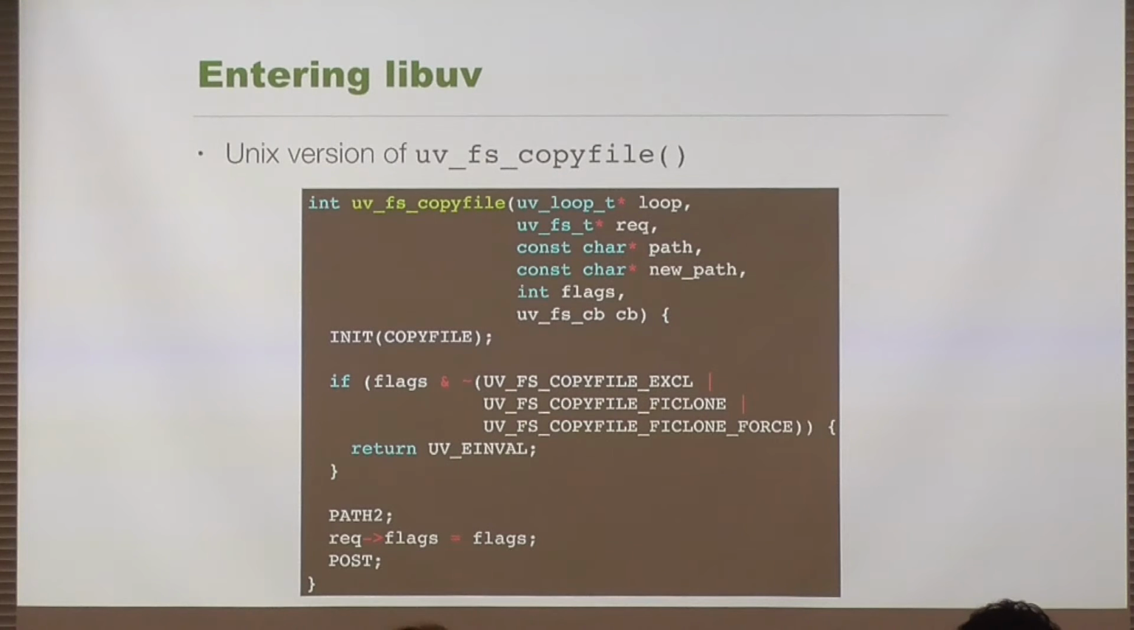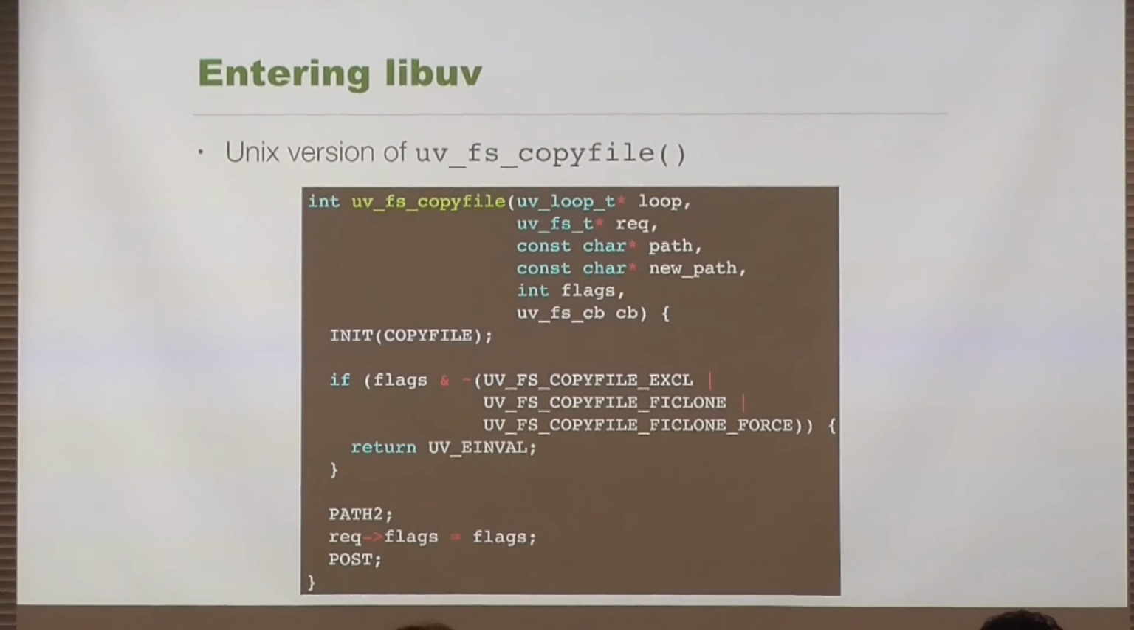So from that point in the binding layer, we drop down into libuv. This is kind of the Unix version of uv_fs_copyfile. INIT copyfile is a macro that's going to be expanded to basically initialize a thread pool request object. The copyfile tells it what kind of operation it's going to be performing. Next, we do some flag validation. So if you pass in an input flag that libuv doesn't understand, it'll return with UV_EINVAL.